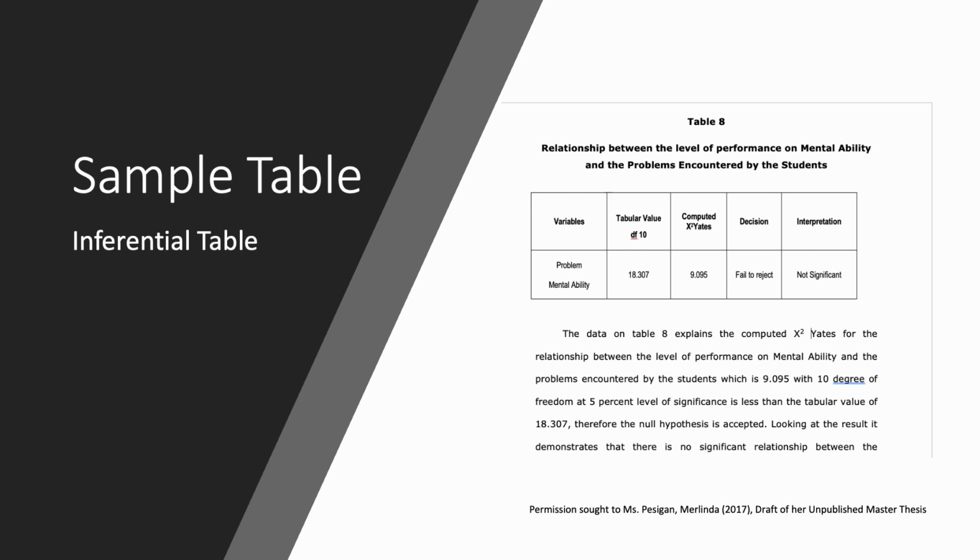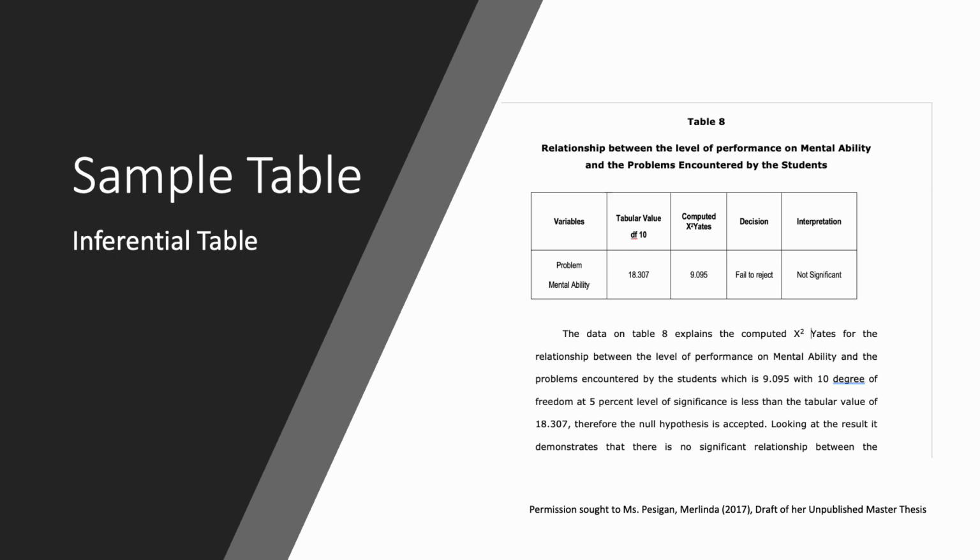So another sample table is an inferential table. Still, the table number and the title are indicated there. And if you could see, two variables under the first column are being tested inferentially, and based on the presentation, it seems that it's a manual computation because it's a computed value against the tabular value. But anyway, this is an example of an inferential table.